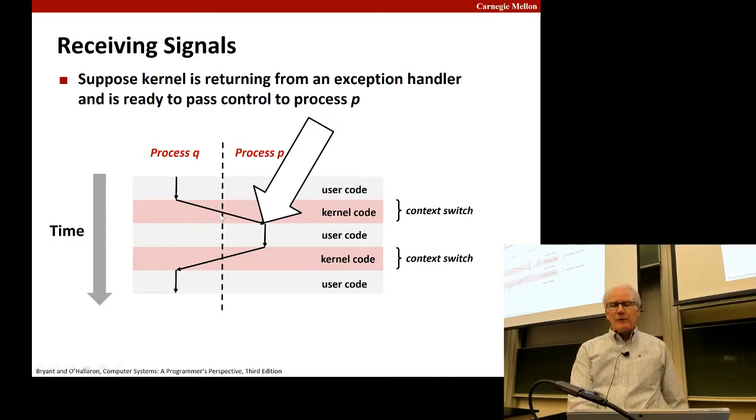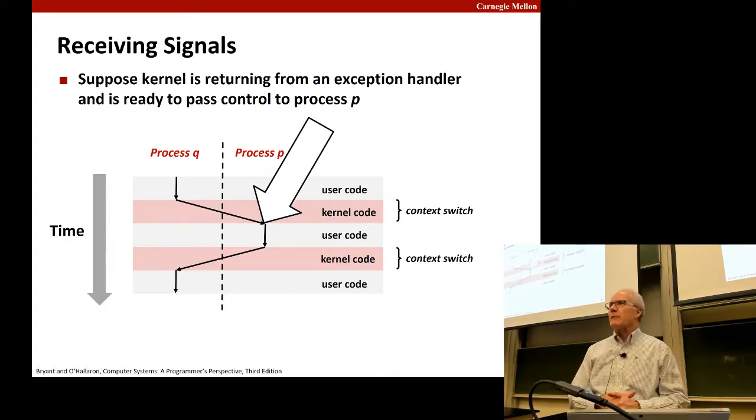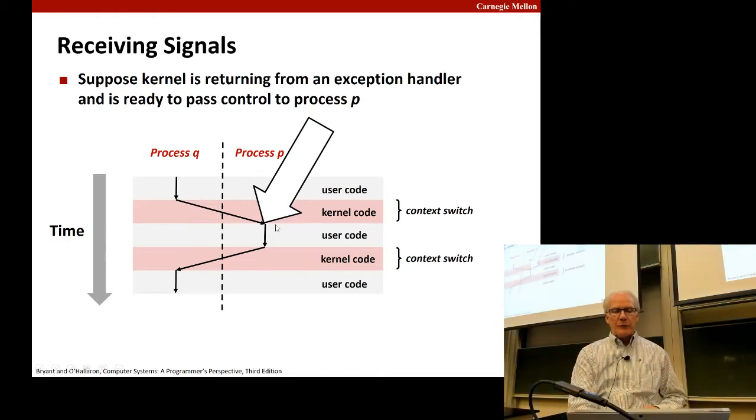But at some point, if it's going to do a context switch, what it will do is transition. It will store away whatever state it needs about process Q and load up from somewhere in its memory information about process P. And then when it's got that all loaded, then it will begin executing the user code. So that's the normal context switch, going between process Q and process P.